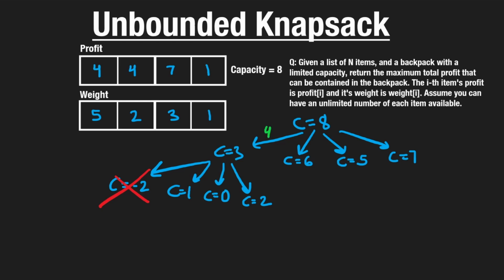So if we chose the first item, it would have given a profit of 4. Here we would have gotten a profit of 4, but we couldn't do that. Here we would have gotten a profit of 2 from the second item, here 3 from the third item, and here 1 from the last item.